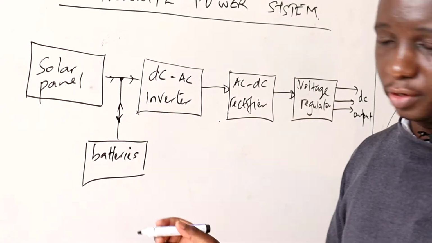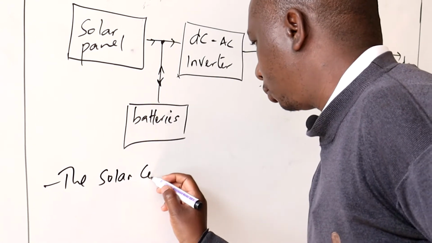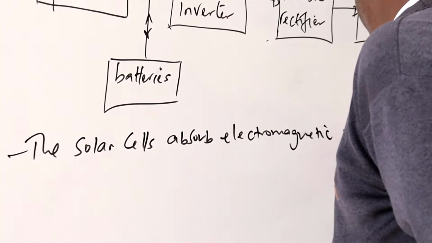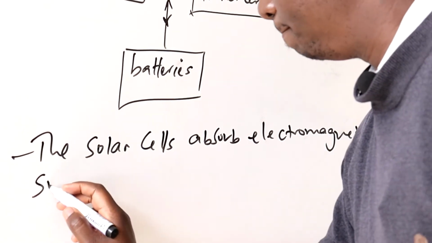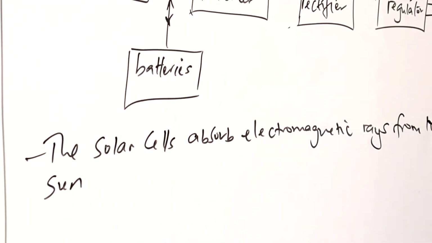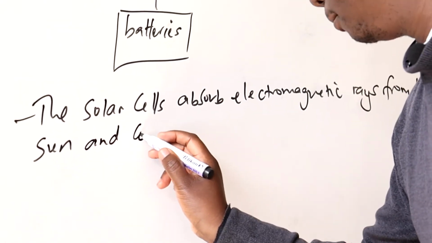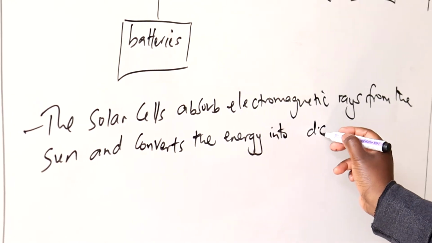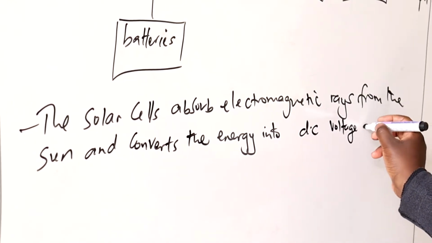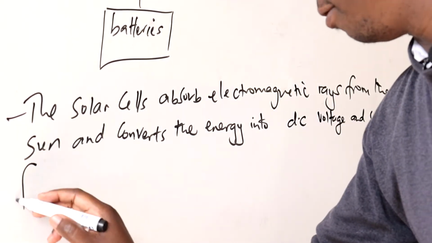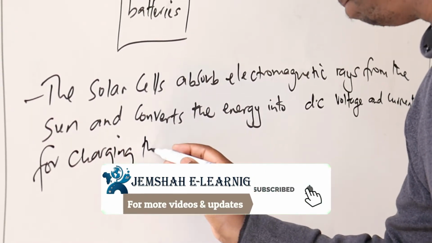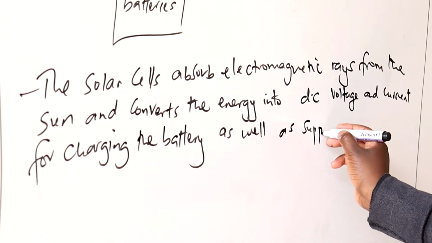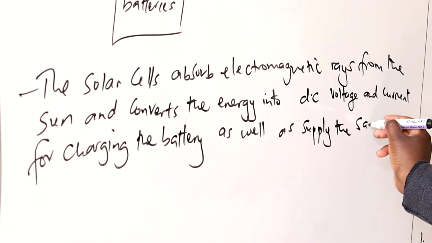The solar cells absorb electromagnetic rays from the sun and convert the energy into DC voltage and current for charging the battery, as well as supplying the satellite system.